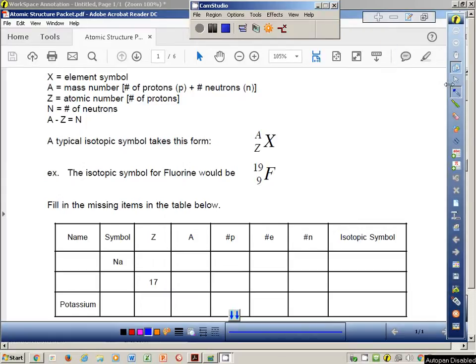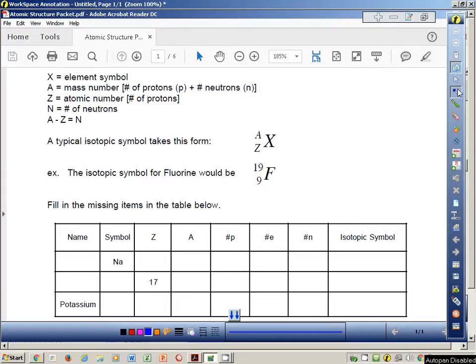Alright, in this video I'm going to explain isotopic notation and how to find the number of subatomic particles in an atom. So let's start with isotopic notation. This right here, and I'll put a box around it, is just the generic way to do isotopic notation.